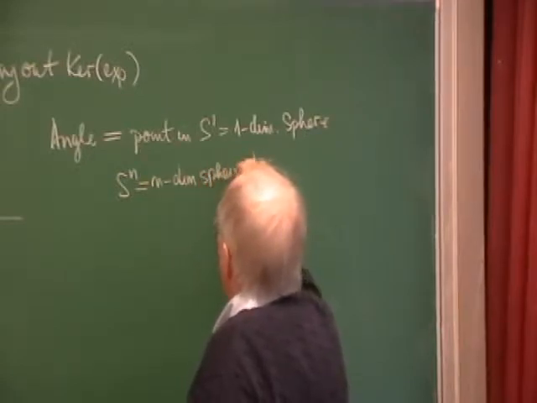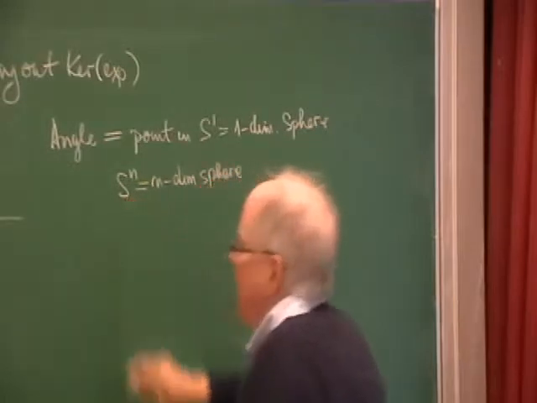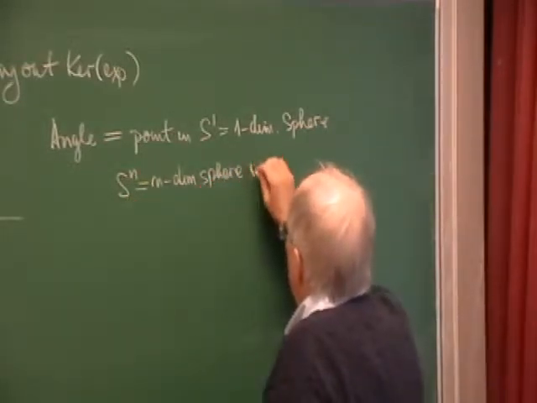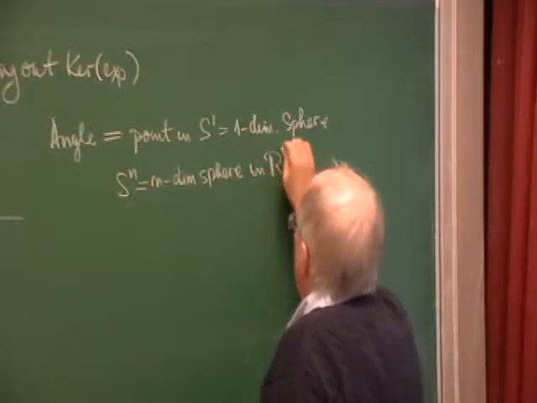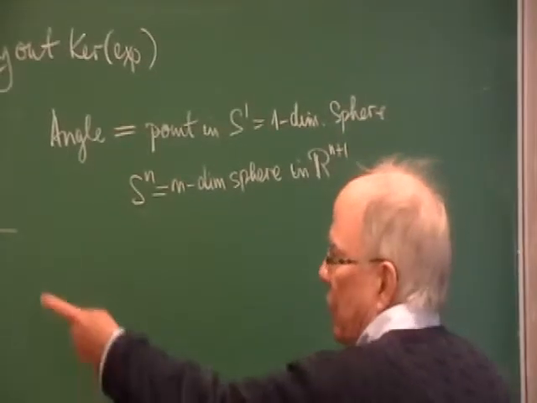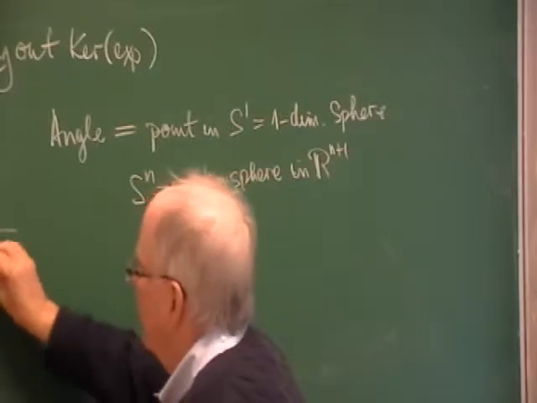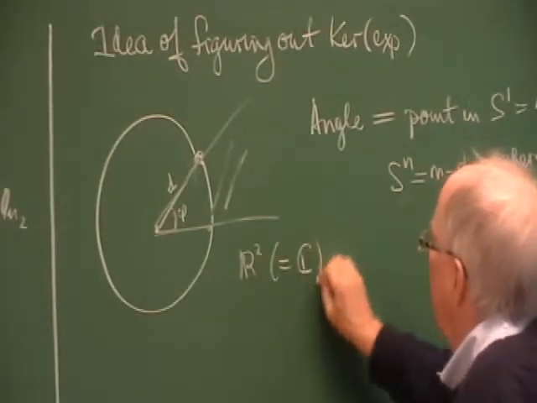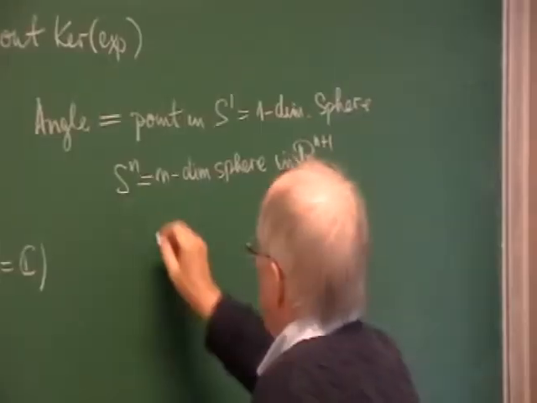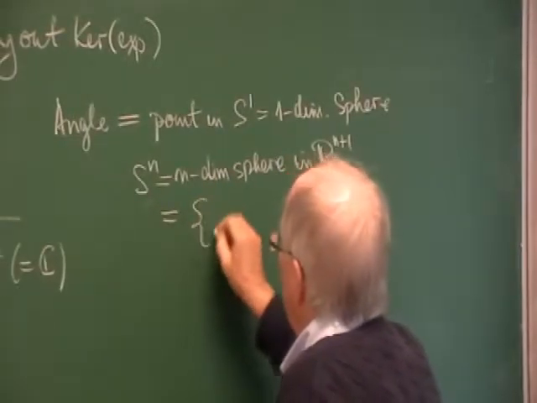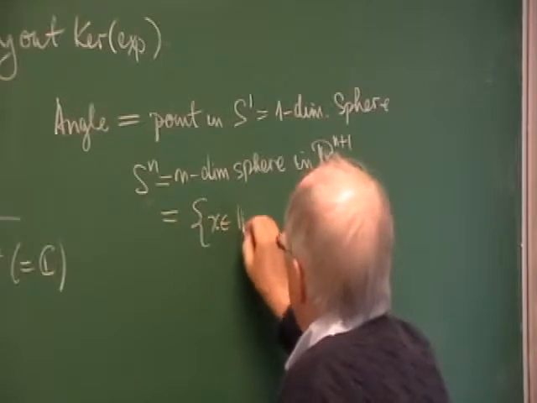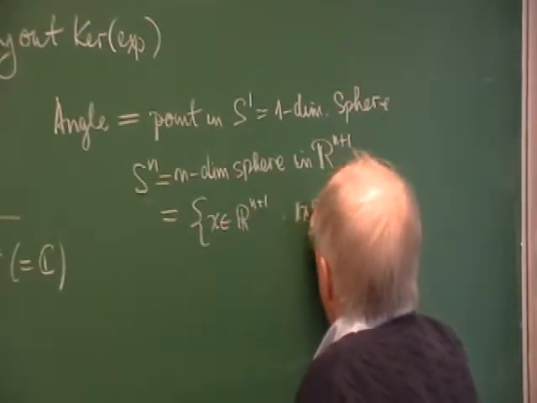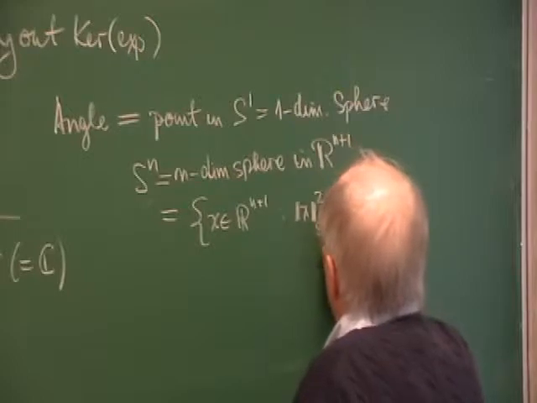And of course, you're only interested in things that are equivalent to it, for example, by diffeomorphism. The n-dimensional sphere in R^(n+1). In this case, it's in R2. This is a picture in R2, but we think of it as in the complex plane. And the n-dimensional sphere is the set of points x in this R^(n+1) such that the standard norm of x is 1.